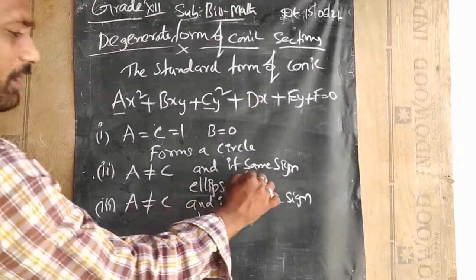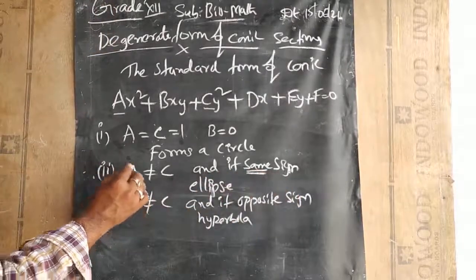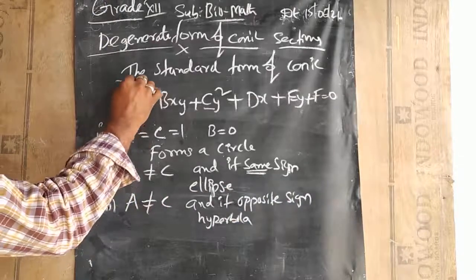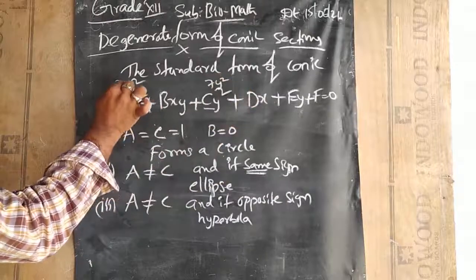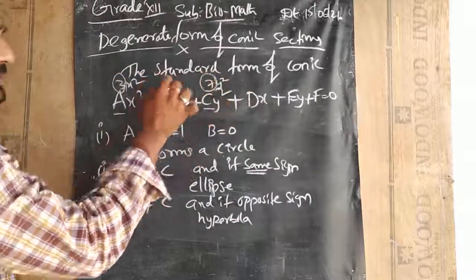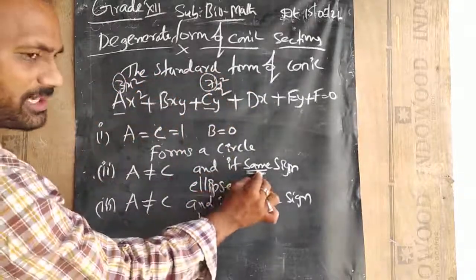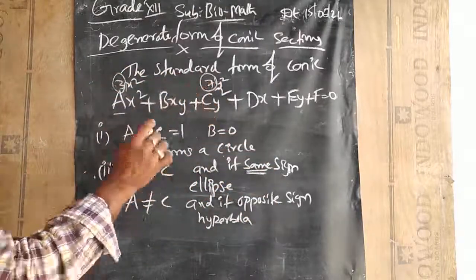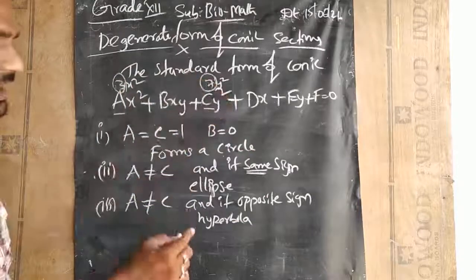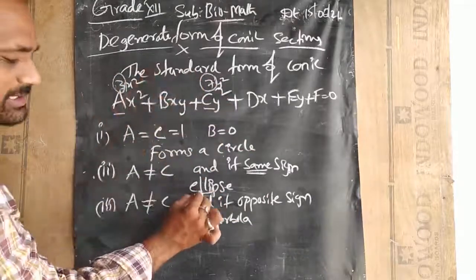So what is the meaning of same sign? For example, if I take 3x square and 7y square, a is positive and c is also positive, so they come under the same sign. If the a and c values are not equal, but they have the same sign, I have to call it an ellipse.